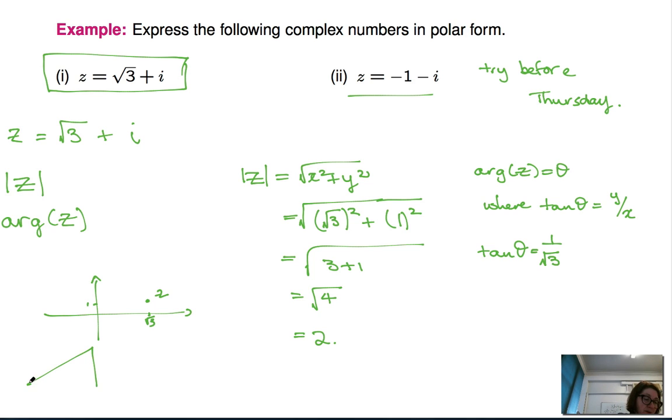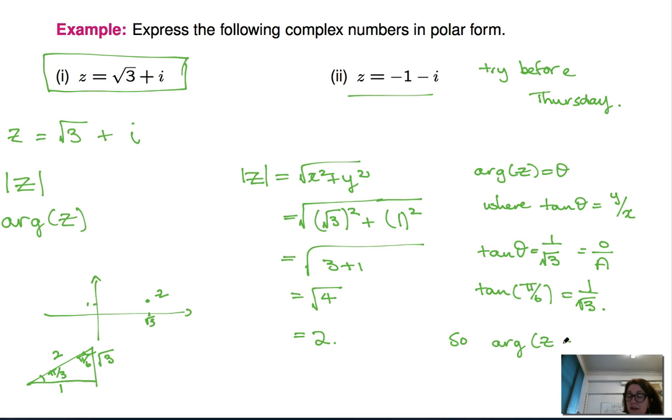Let's go back to our favourite triangle. So remember, pi on 3 is opposite the root 3 side, 1 and 2 along the hypotenuse. And this angle then is pi on 6. And we want the angle that has the opposite over adjacent as 1 over root 3. So 1 is opposite pi on 6, root 3 is adjacent to pi on 6, so tan of pi on 6 is 1 over root 3. So it looks like the argument of z is pi on 6.